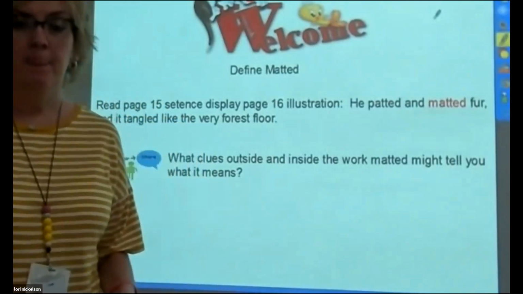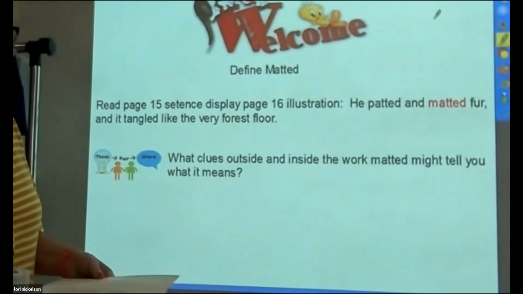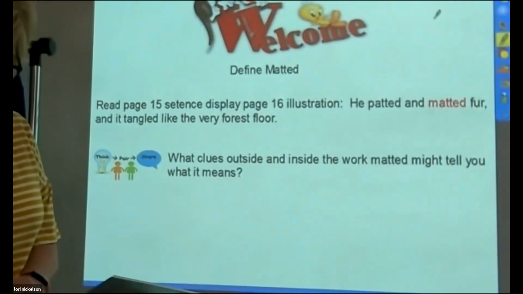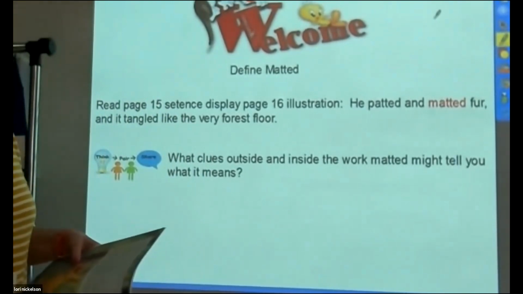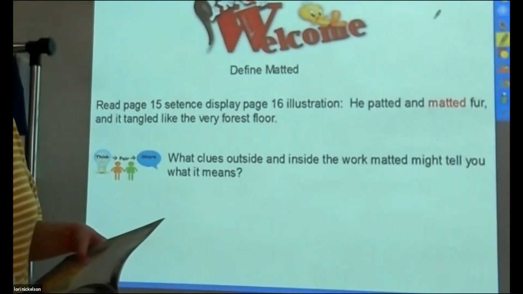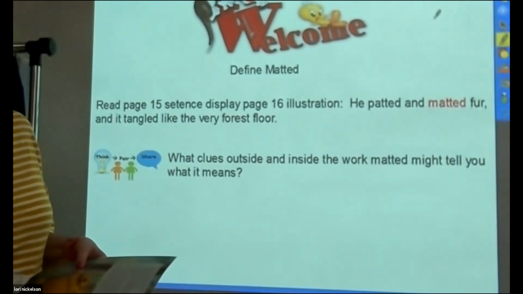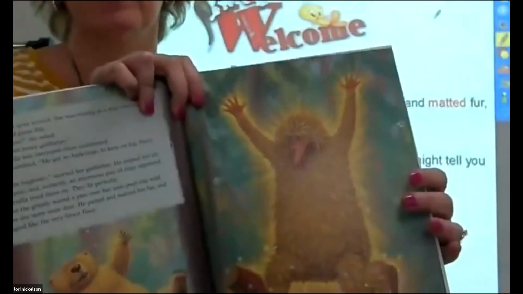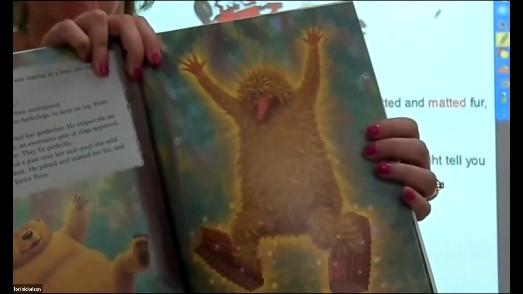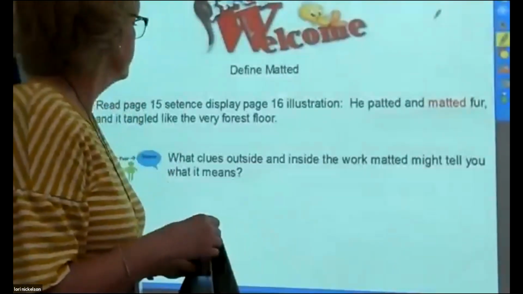Let's get busy. We're going to start off by reading page 15, a sentence there. And it says, he patted and matted her fur, and it tangled like the very forest floor. And look at the picture. I'll show you the picture up close there. Okay, now you see her.